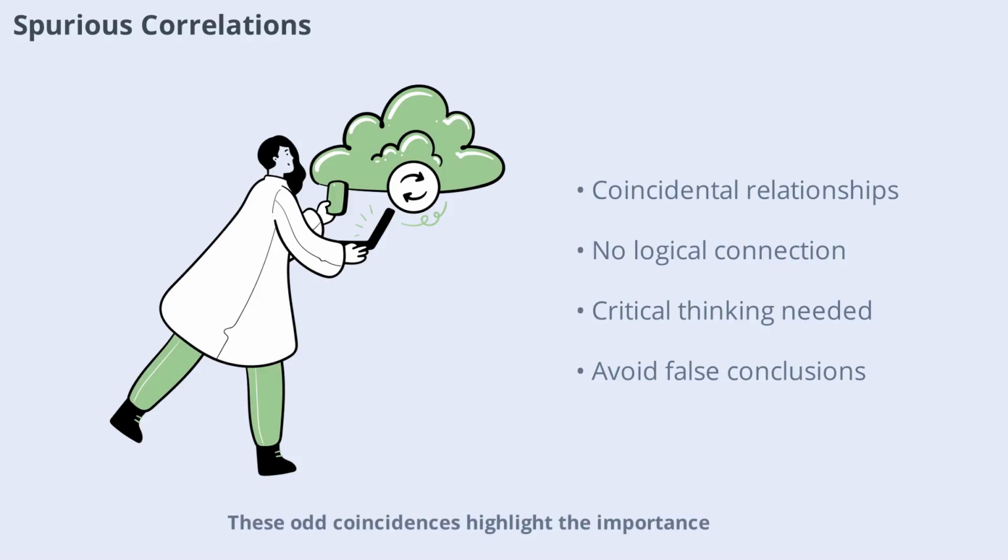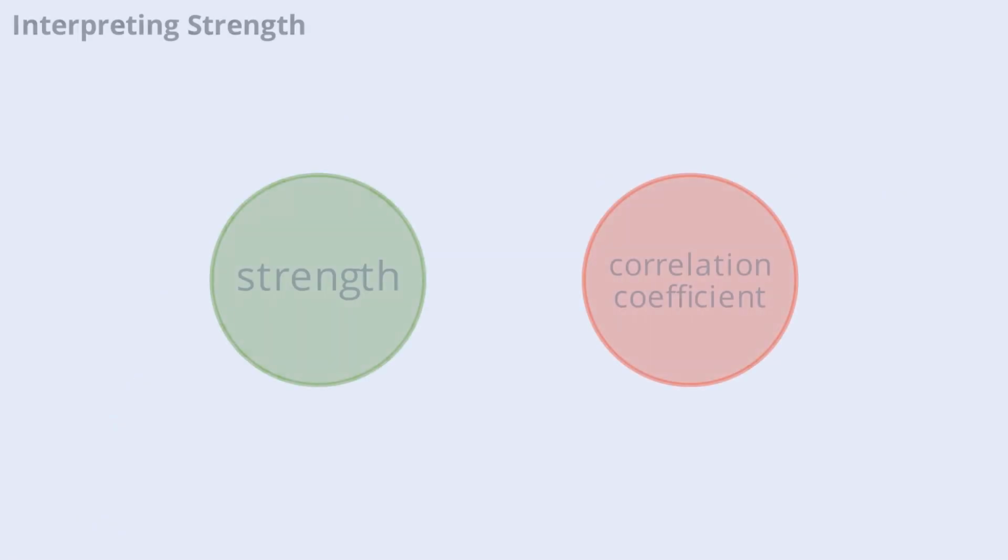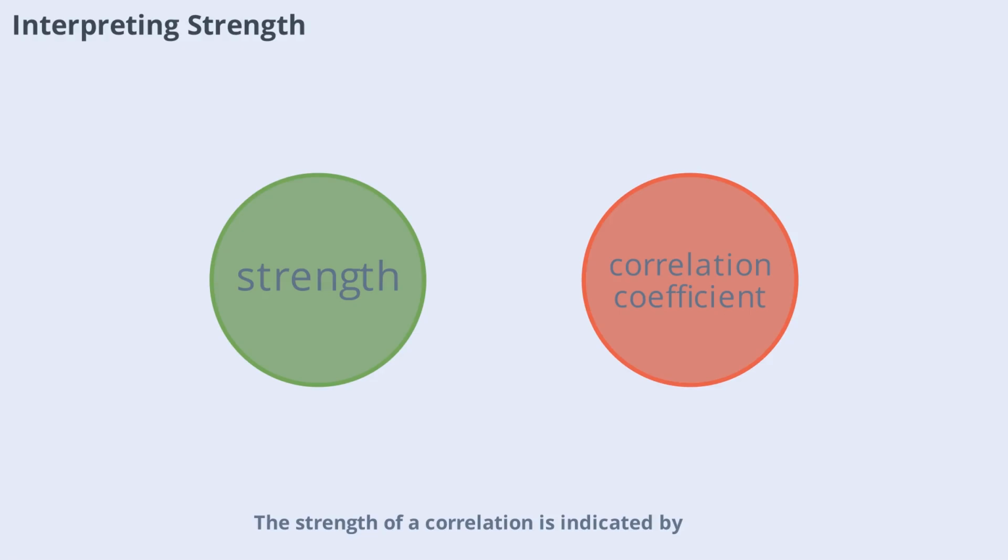These odd coincidences highlight the importance of critical thinking when interpreting data. Always look for underlying reasons before drawing conclusions from correlations. Strength of a correlation is indicated by how close the coefficient is to -1 or 1.